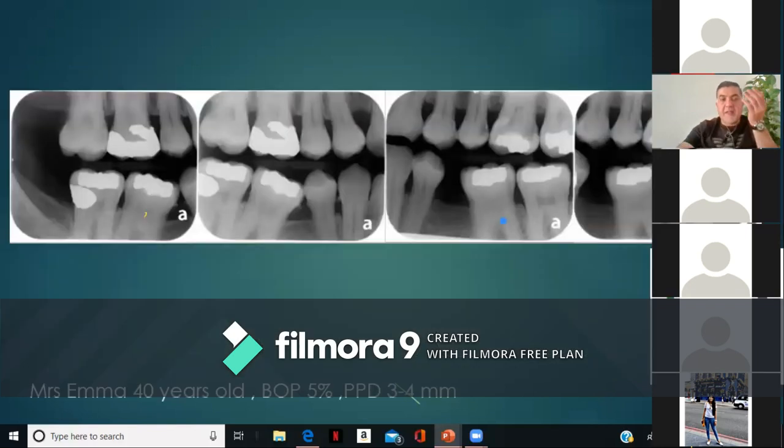Now, this is another case. By the way, in the exam, they will give you the information you need. They will give you the bleeding on probing. They will give you the pocket depth. Definitely, they will give you the scenario. But I want you to know how to use your information. Don't forget, it's easy and simple. New classification: it is five components. Extent, staging, grading, stability, and risk factor. That's it.